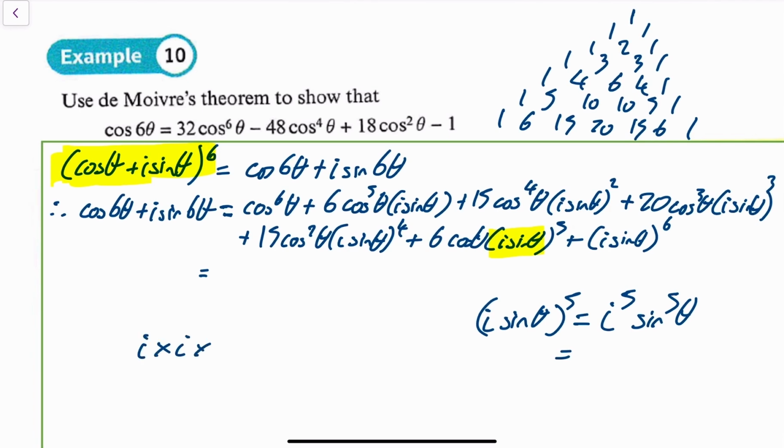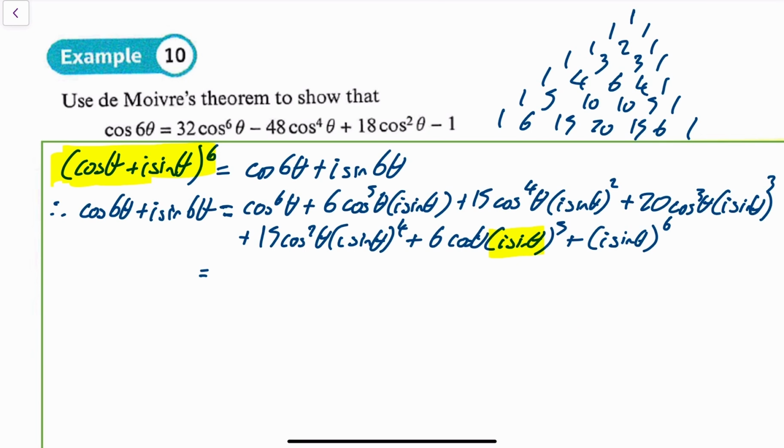You've got I times I times I times I times I. I times I is minus 1, and I times I is minus 1, so it's minus 1 times minus 1, which is positive 1, times I. So it's just I overall. Remember the identity that I squared is equal to minus 1. So just take care when doing that out.